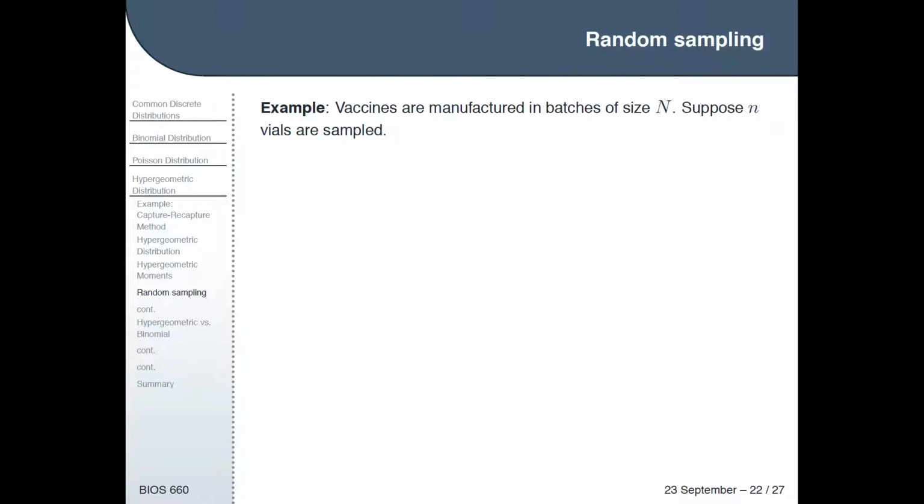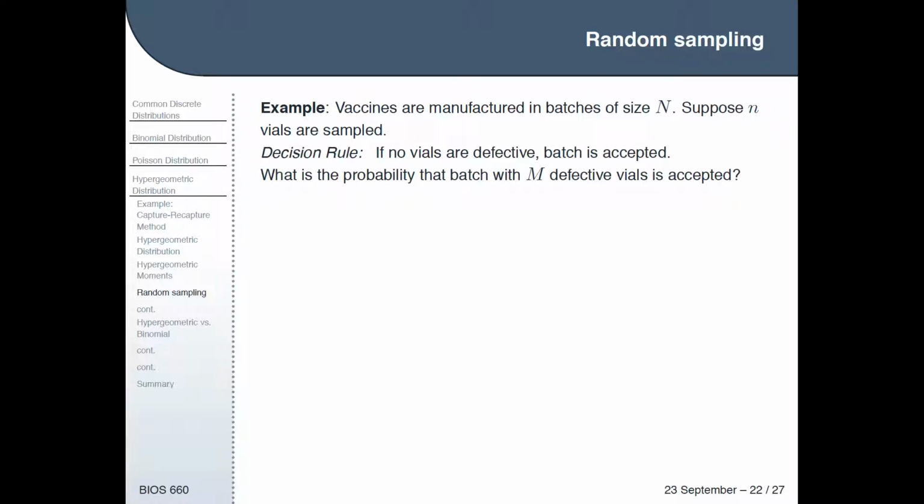So, an example of when you might want to use a hypergeometric distribution. Say that vaccines are manufactured in batches of size N. You choose n vials, and if no vials are defective, then you accept that particular batch of vaccines. So what's the probability that a batch with m defective vials is accepted?